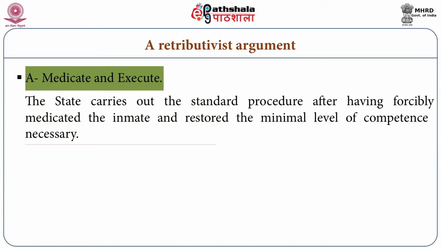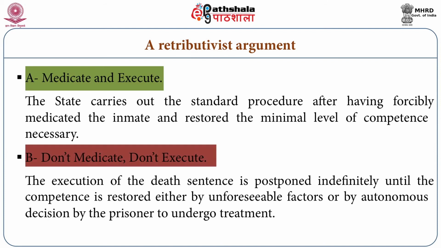The state carries out the standard procedure of execution after having forcibly medicated the inmate and restored the inmate to the minimal level of competence necessary. B, don't medicate, but what does that mean then? Don't execute, because we know that some basic minimal level of competence is required for the retribution argument to work. I mean, otherwise we could just execute people in their sleep. The execution of the death sentence is postponed indefinitely until the competence is restored either by unforeseeable factors or by autonomous decision by the prisoner to undergo treatment.